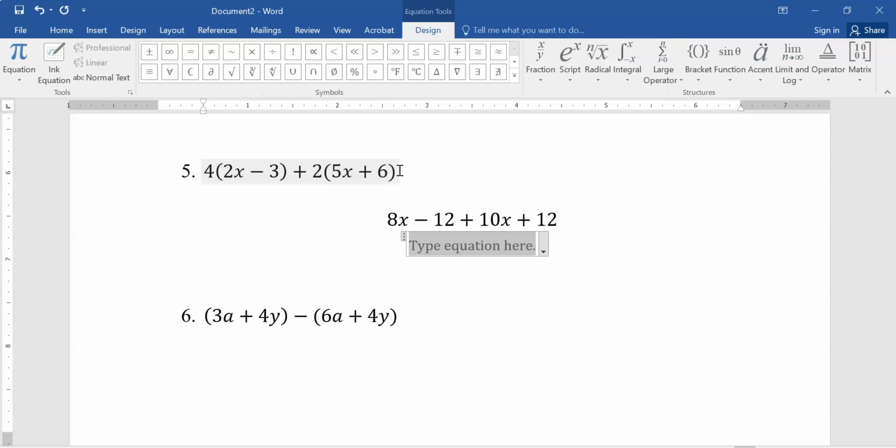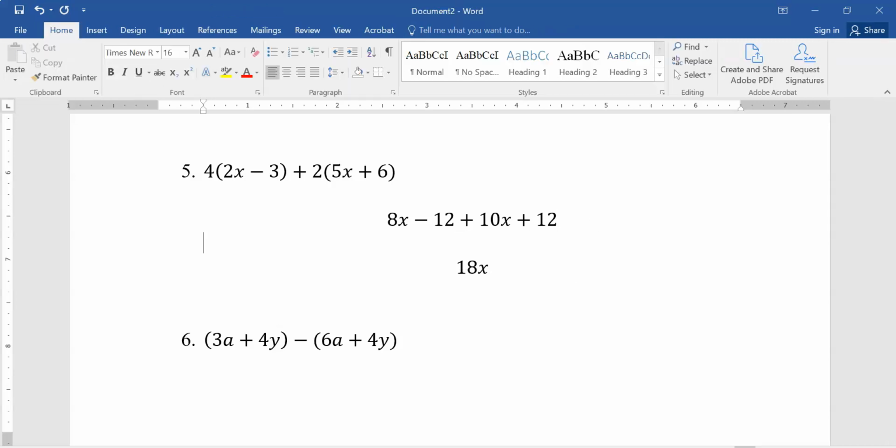And then combining like terms would give you 18x. Now, when you do a minus 12 and a plus 12, those are going to cancel out and give you a 0. But whenever you're adding 0, that doesn't actually do anything to the answer. So I can just leave this as 18x as my final answer.